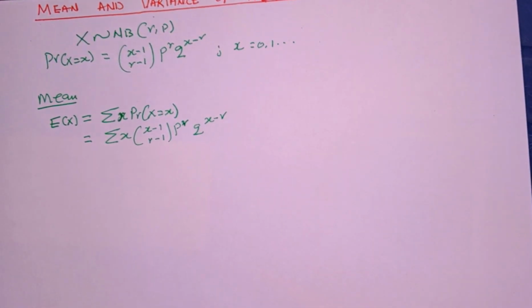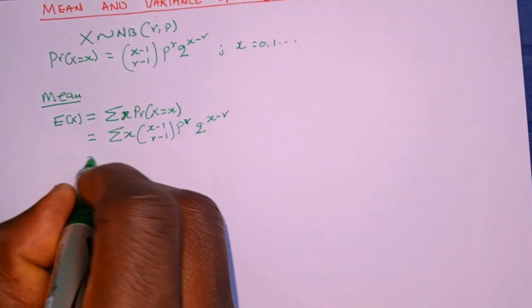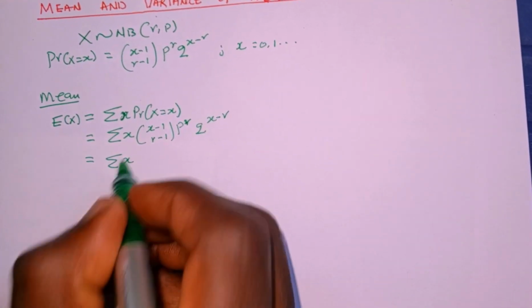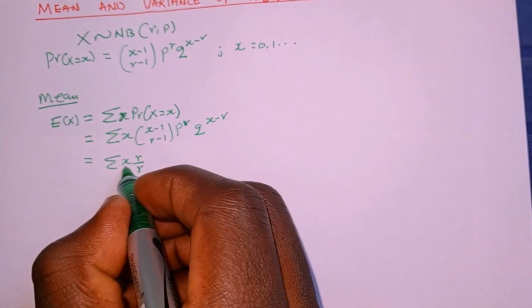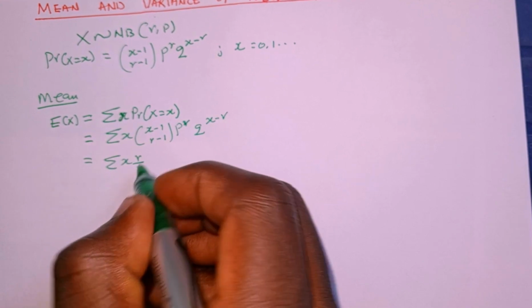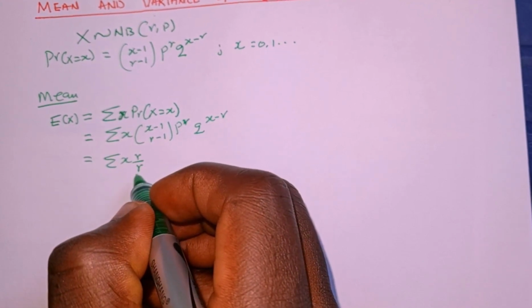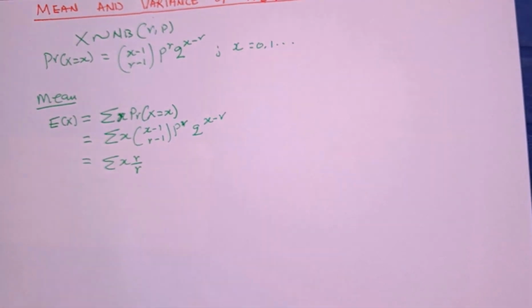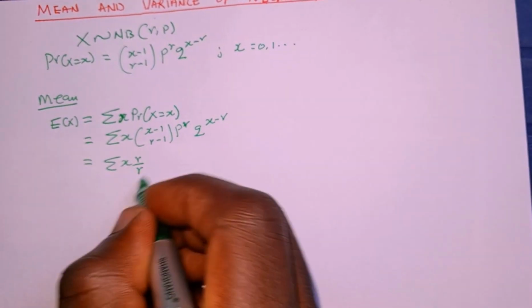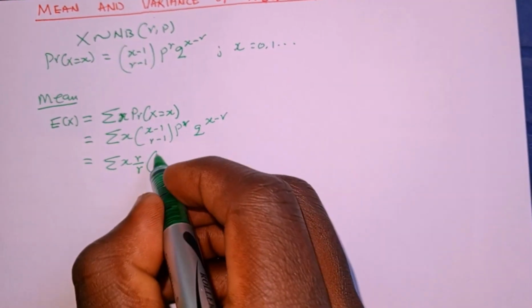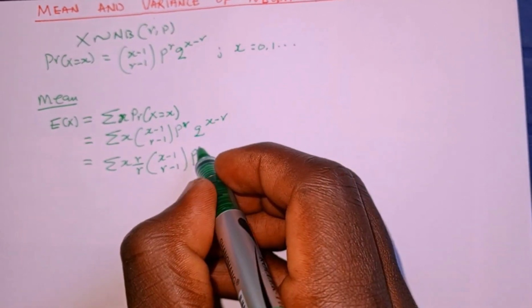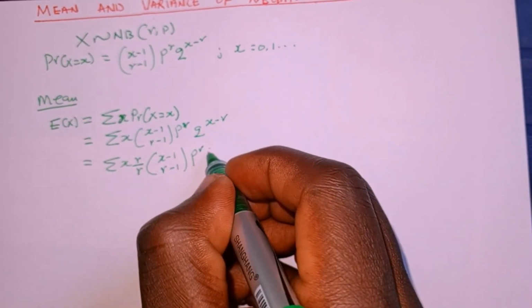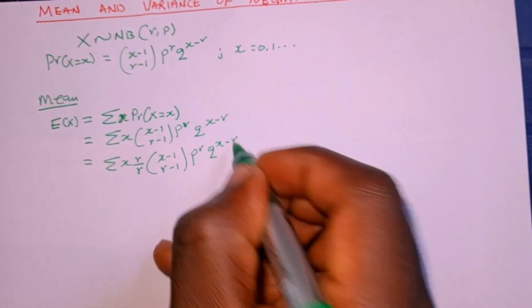Now the next thing we are going to do is to simplify. So we're going to have the summation of x, and we're going to introduce something: x multiplied by r divided by r. This r divided by r is the same as 1, so when you multiply by x, it will still give us x. Nothing changed, but we are going to introduce this one. Then x minus 1 combination r minus 1, multiplied by p raised to the power of r, q raised to the power of x minus r.